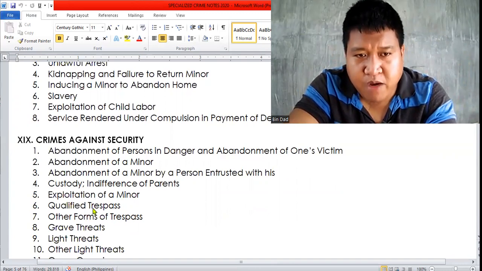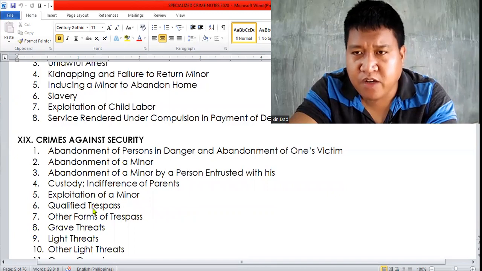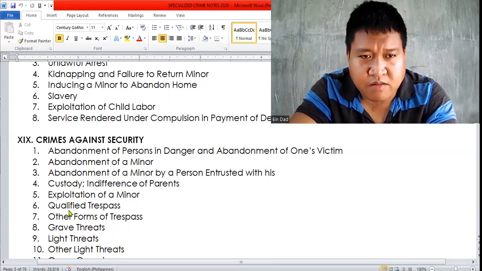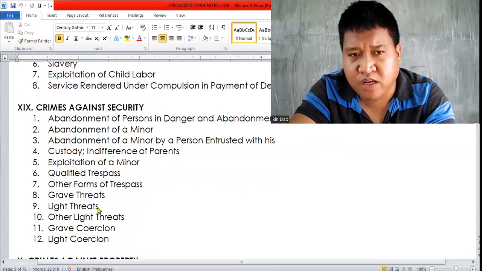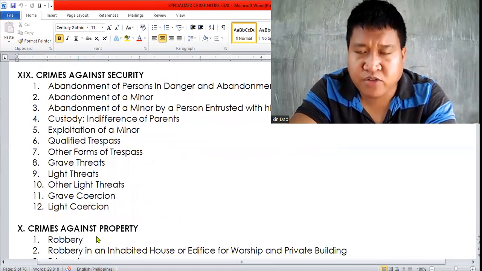So, may biglang pumasok sa bahay mo, like trespassing privately. No, sabi ko kanina, pag public officer ang pumasok, that is violation of domicile. Pag private individual ang pumasok without authority, that is trespassing. So, ayan, andyan. No, qualified trespass, rape threats, light threats, yan. Coercion, pinipilit ka na gawin ang isang bagay, that is coercion.